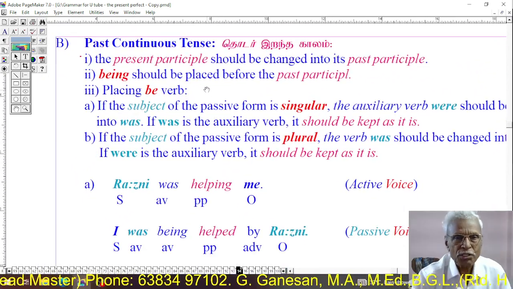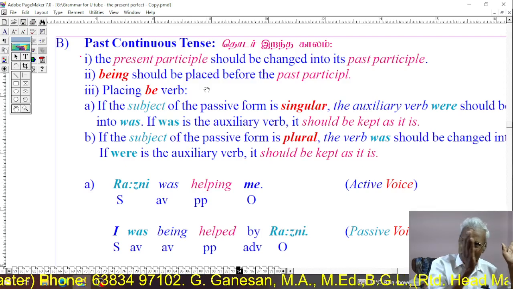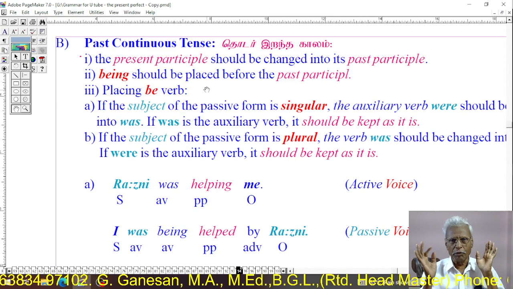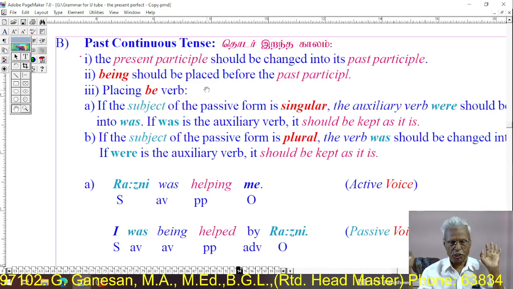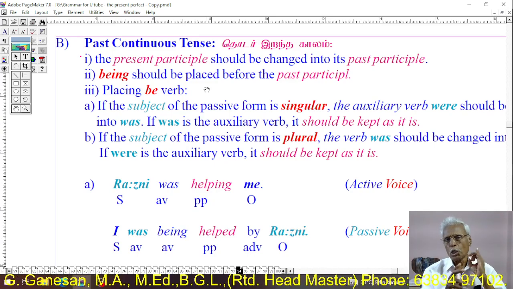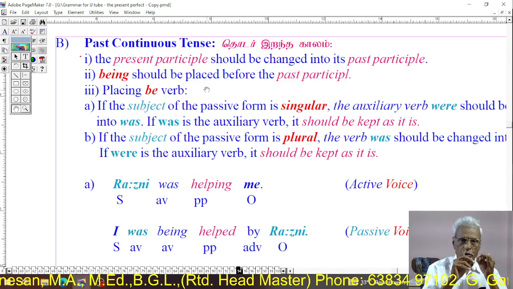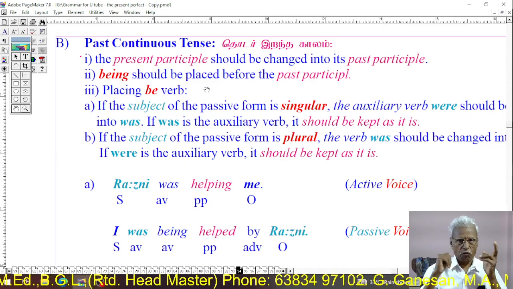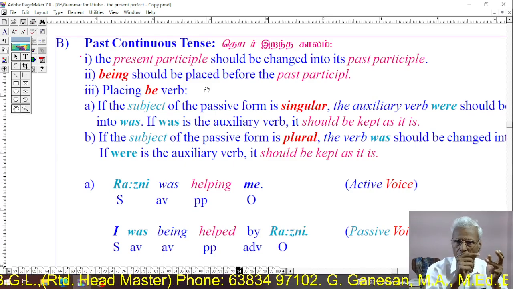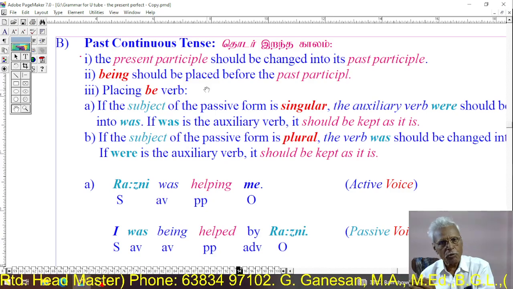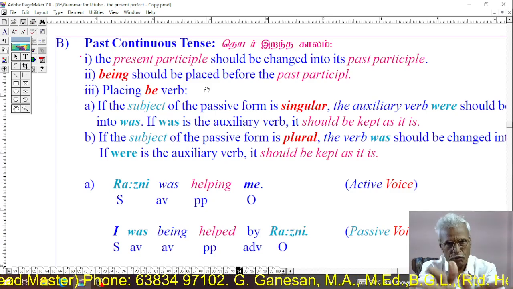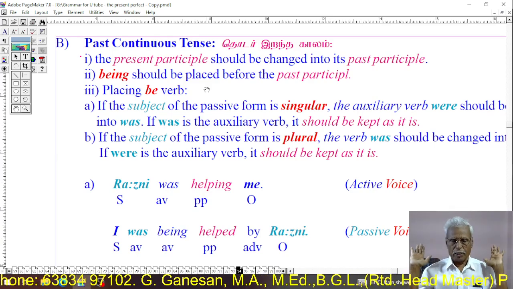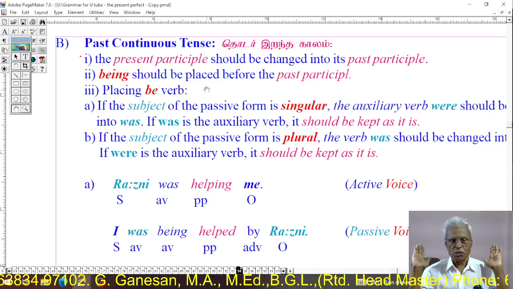Past continuous tense. Dear students, the same rules that we saw in present continuous tense apply. Only one thing changes: the be verb, the first be verb column. In past continuous also, two verbs are used. The first verb is the be verb, the auxiliary verb was or were. Was for singular and were for plural. Then the second verb is the present participle of the finite verb. Be verb was or were plus present participle. This is past continuous tense.